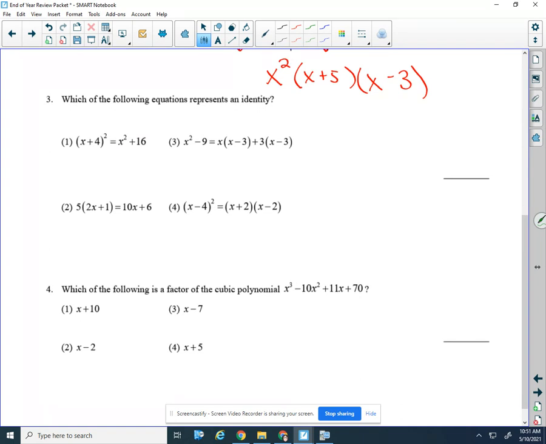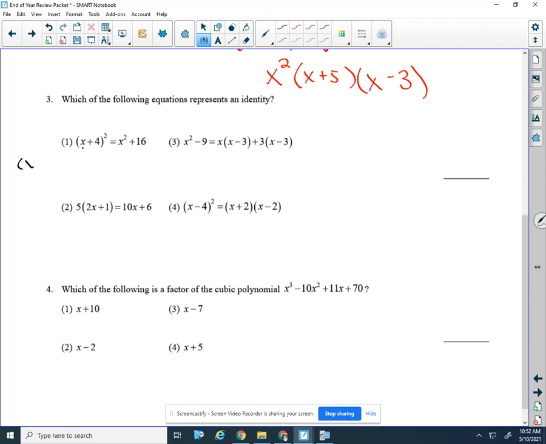Okay, we just learned about identities a few weeks ago when we did our trig unit. What has to happen is that both sides of our equation have to be equal. And you're not solving it like it's an equation, you're simplifying both sides. So I'm going to do the first one and then I'll pause it and do the rest of them.